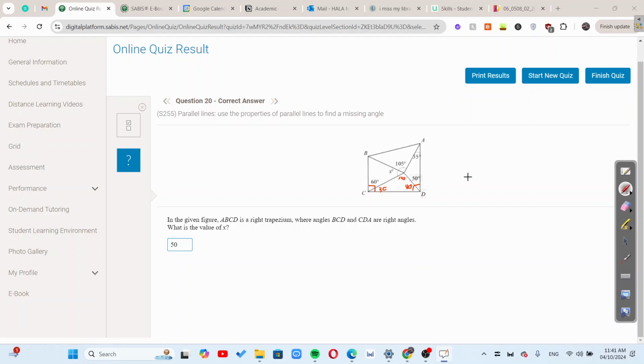Now let's do this again. 35 plus 50 is 85. 180 minus 85 is going to give you 95. So we can get that this is 95.